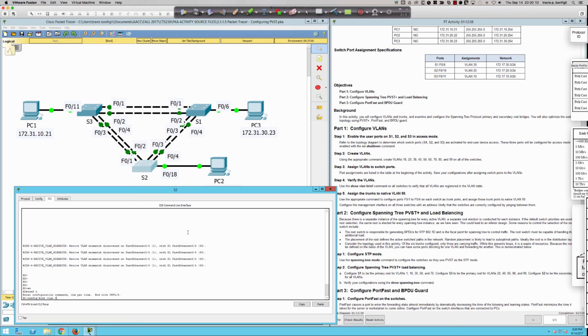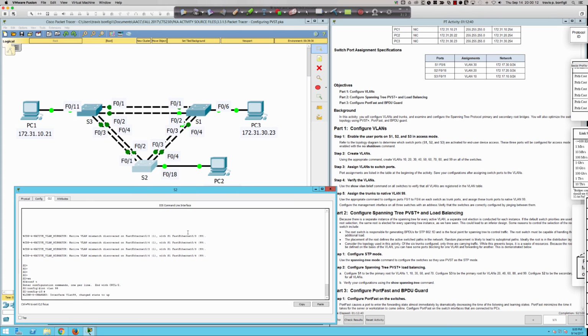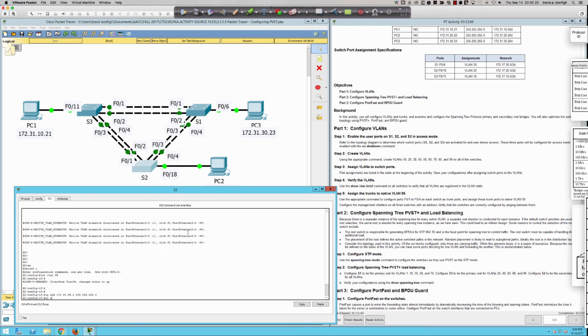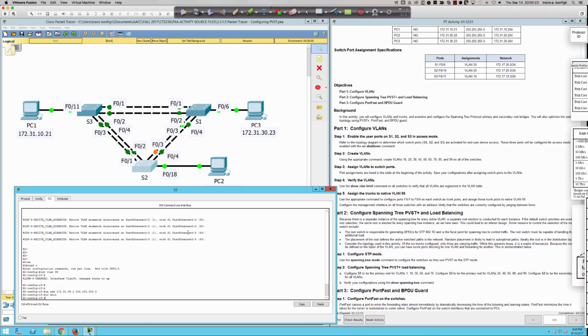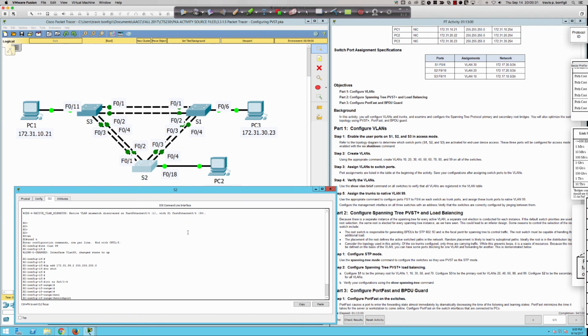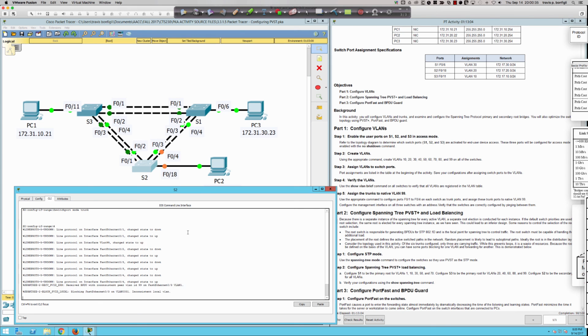Let's take care of the SVI first. Interface VLAN 99. And we're going to say ip address 172.31.99.2 255.255.255.0. No shut, even though it's up automatically. And now let's get into interface range FastEthernet 0/1 through 4, right? And I'm going to say switchport mode trunk. So it changes them all to trunks, right?